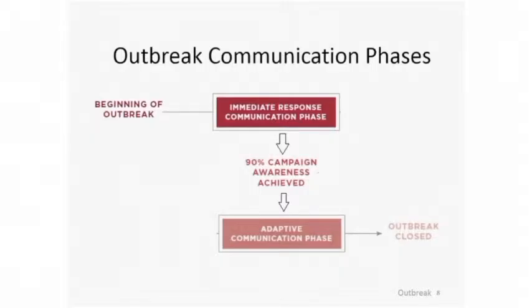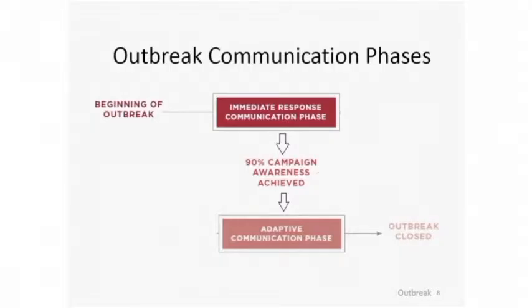We want people to feel they need to act now. We talk about a tone that's simple, clear, and authoritative, that gives the sense that, yes, we can do something about it, we can take action. And, of course, in this part of the communication phase, we're really looking at mass media to get the word out, and we're looking at the use of public spaces. Remember, our focus is that 90% campaign awareness.